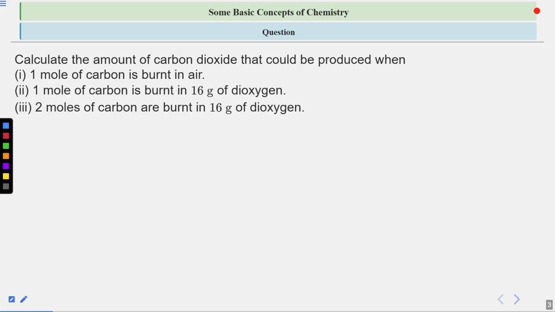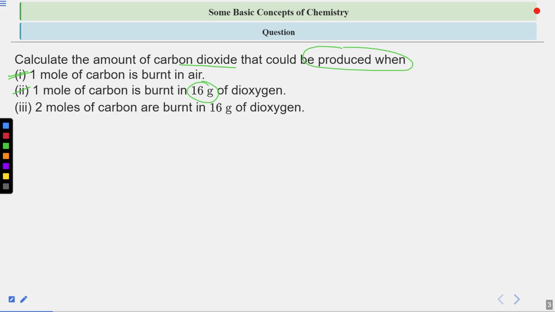Okay. Our first question is, we have to calculate the amount of carbon dioxide that could be produced when we burn 1 mole of carbon in air, when we burn 1 mole of carbon in 16 grams of dioxygen, and when 2 moles of carbon are burnt in 16 grams of dioxygen. So be attentive now. If you are not able to understand the stoichiometry and limiting reagent thing, I will make you understand in this question definitely. Okay, so let's start.